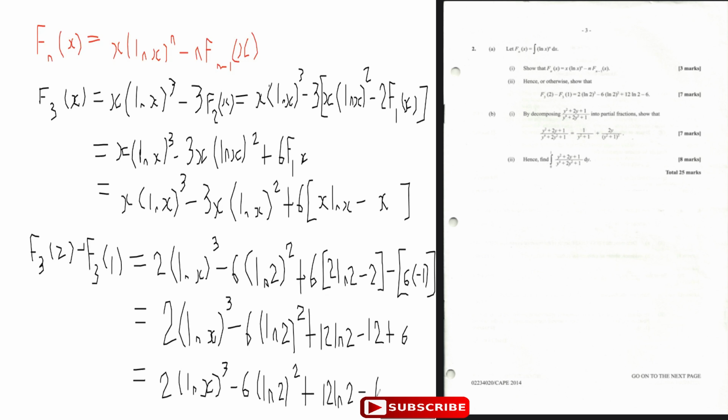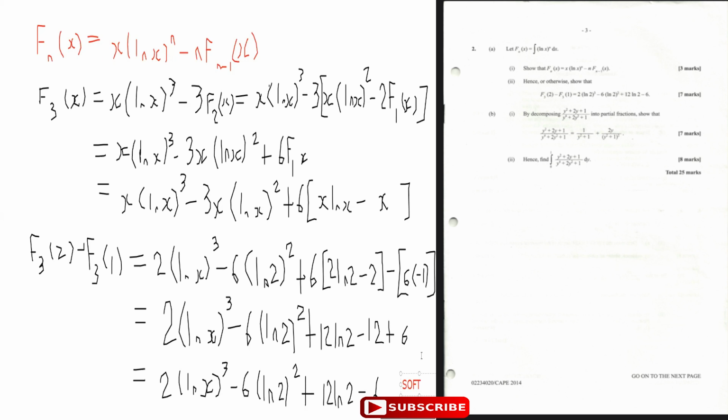Is that what they have? Let me check it. All right. Yes, that's what they have. That's what the question wanted us to prove. So finally, that's it, we complete the proof. We can write QED. Now part B is partial fractions and integration. So let's look at that. So this is the proof, we complete it.